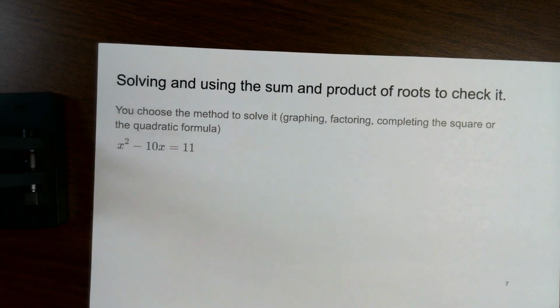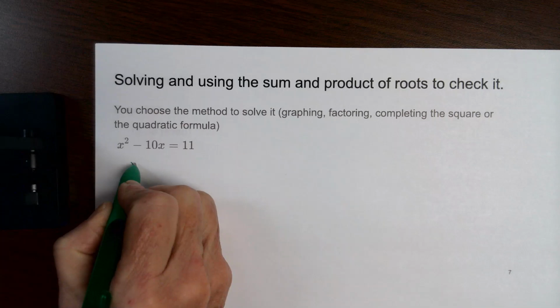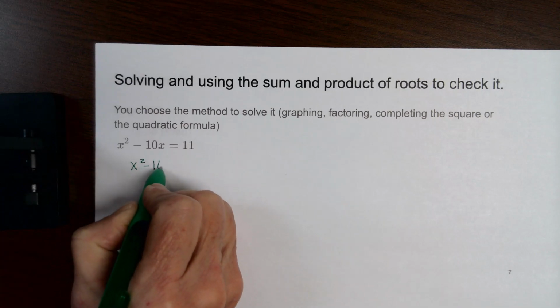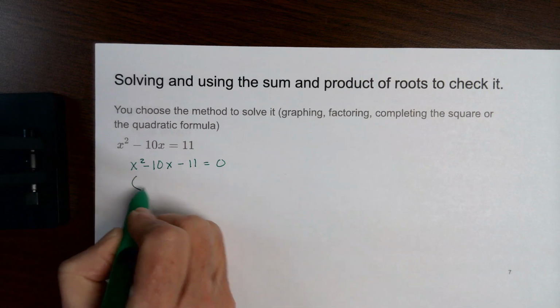This is often used where you have to go from beginning to end, where you have to solve the equation either by using graphing, factoring, completing the square, or the quadratic formula, your choice. And then you find the roots, and then you take the roots and you work backwards and find the equation and make sure they match up. So let's do one of those. I have to take the 11 over, and my choice method is going to be factoring.